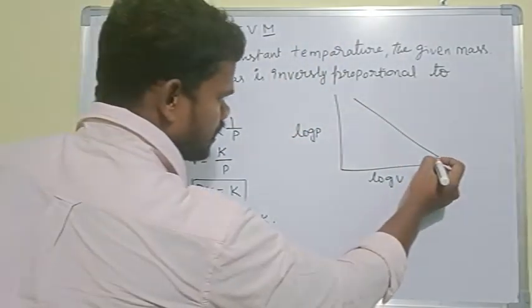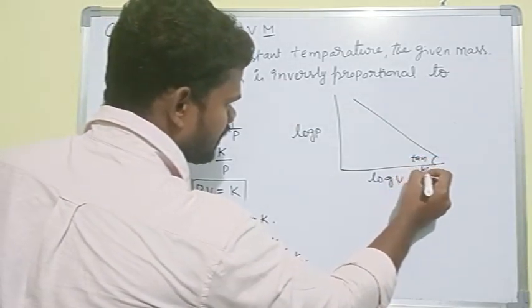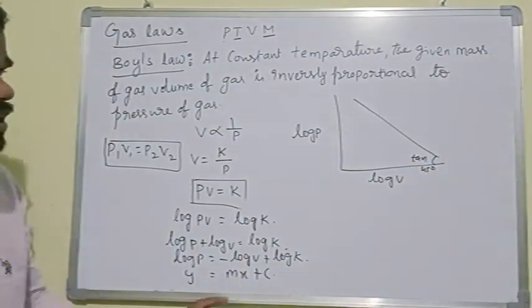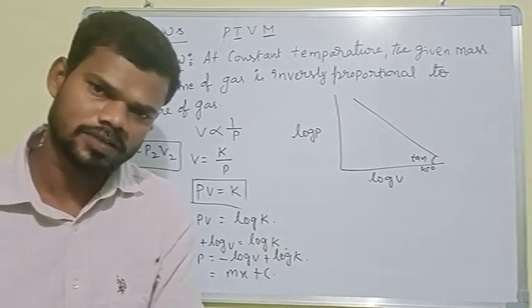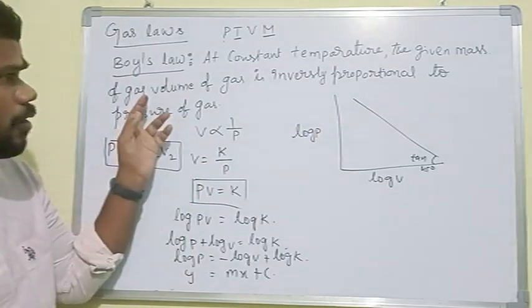Right? Here the theta, if you consider this, tan 45 degrees equals 1. That is minus 1. Minus 1 means it is a negative slope. Negative slope means we will get this graph. So these graphical representations are also important for Boyle's law.